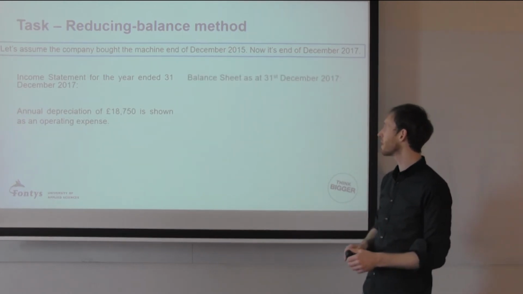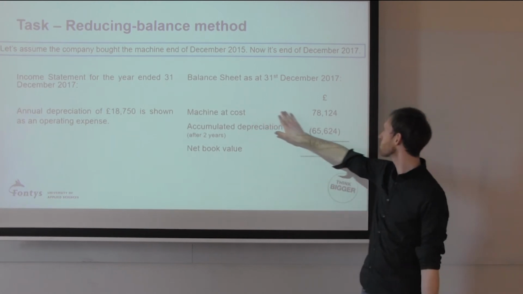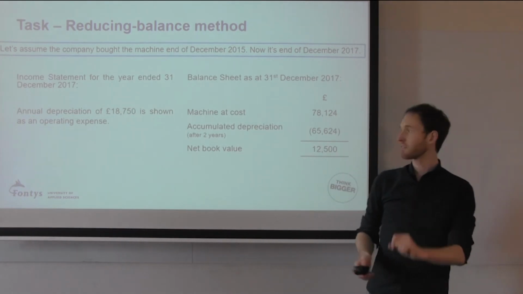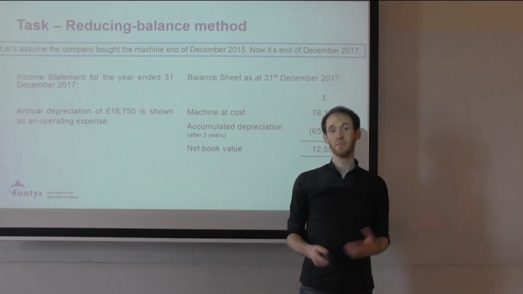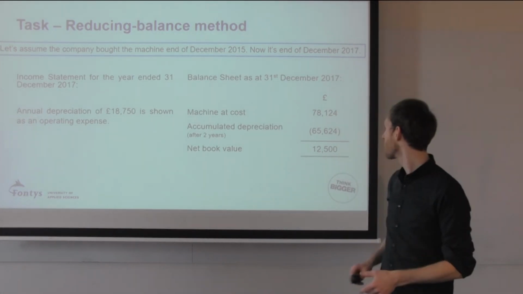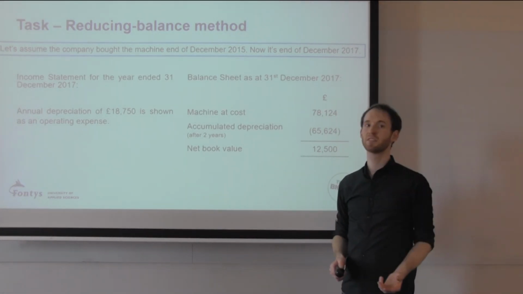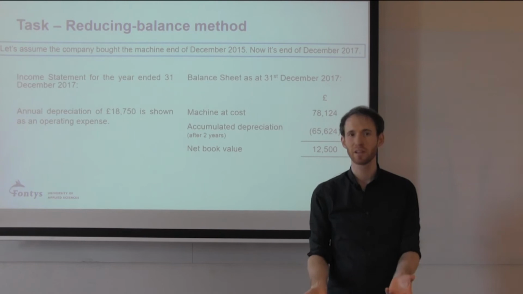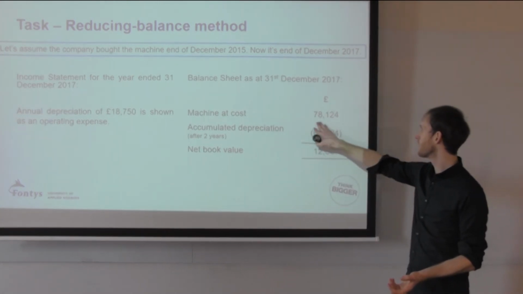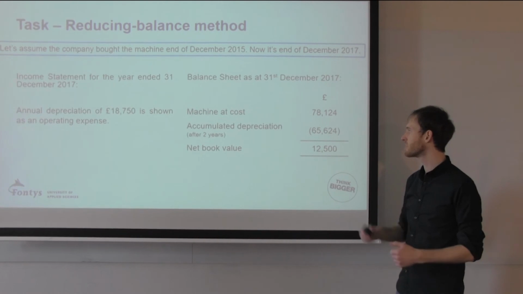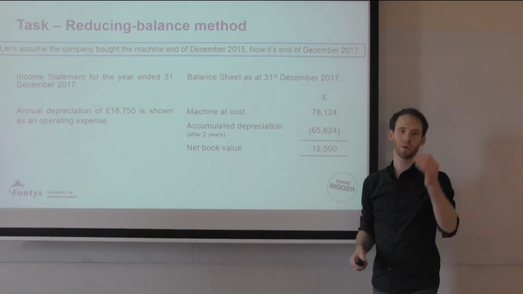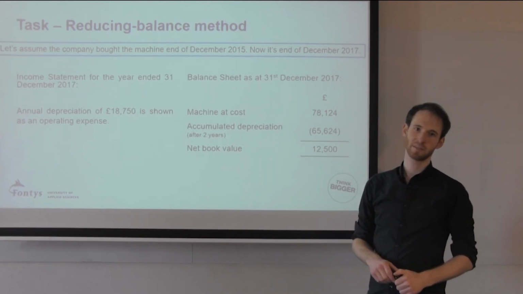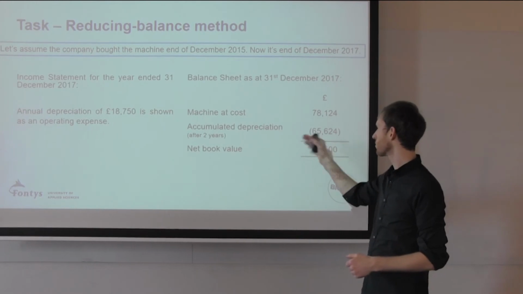If we look at the balance sheet, what actually happens is that we have the machine at cost, which was 78,124. Then we have 2 years of depreciation. It's not this multiplied by 2, because the first year's depreciation was different. What we simply do is take the first year's depreciation and add the second year's depreciation together, and this is of course the accumulated depreciation. And then we have the net book value of 12,500, which you could also see before in the table, the net book value after 2 years, 12,500. So it's basically the same as on the slide before.